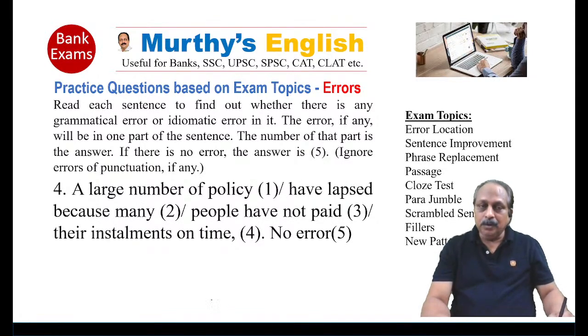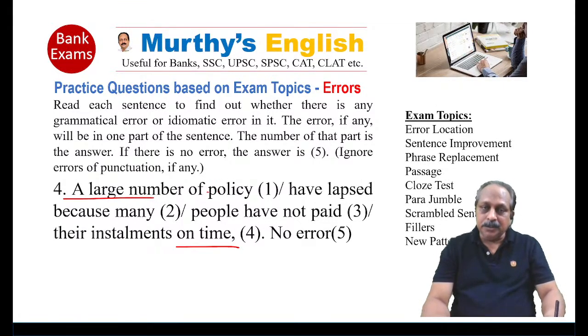Question number 4. A large number of policy have lapsed because many people haven't paid their installments on time. On time, a large number. First, you try to spot the error. You don't have to do this, you don't have to do that, you don't have to go there. Standard expressions. A large number, does it talk about singular or plural?